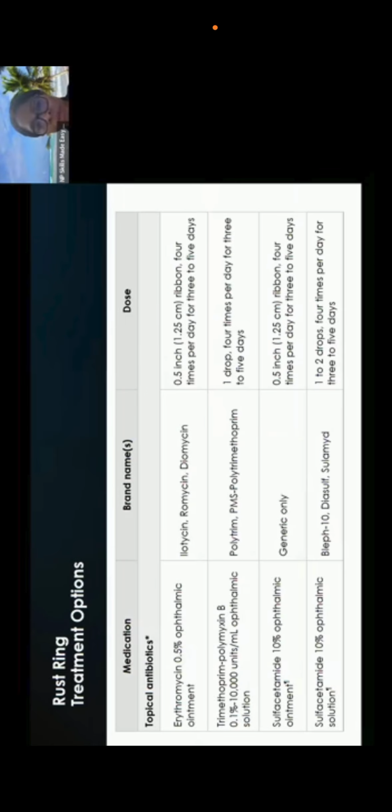Your rust ring treatments are topical antibiotics. You have brand name and generics and the dose. When you look at topical antibiotics, some of your typical ones are listed. GoodRx is a good app to get on, especially for your cash pay patients, because it's very important that you know which ones are reasonable and affordable and which ones are expensive. Ear and eye drops can be pretty expensive for the patient.